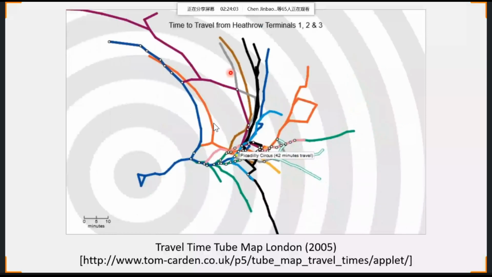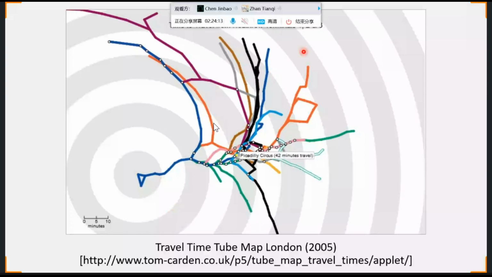Then you get these nice trees if you choose one of the stations that are far outside. So this is from Heathrow Terminals, the largest airport of London. It's now in the center, and you have the traveling time to all the other stations in the network. So to the center, Piccadilly Circus is one of the central stations. You need about 40 minutes.